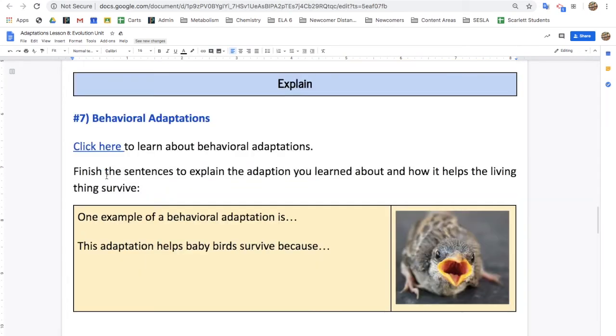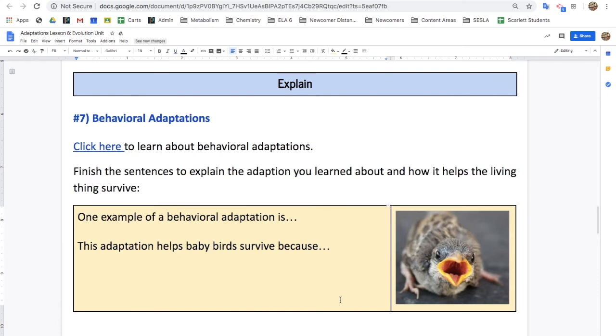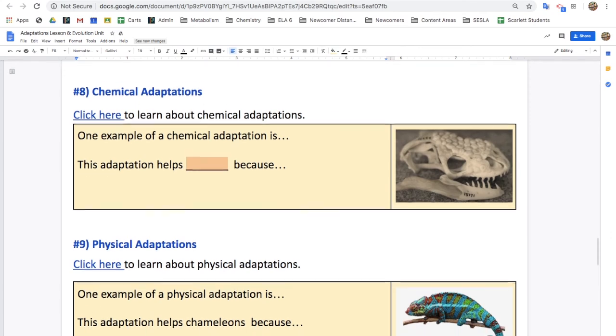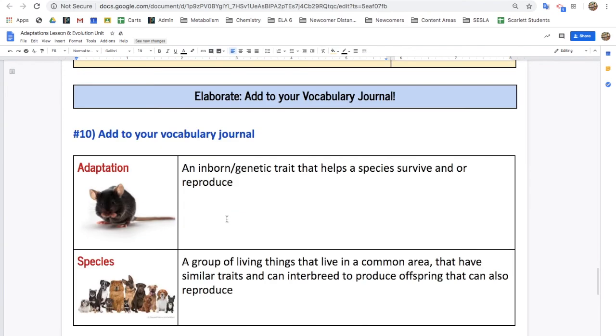The most fun part of this lesson is at the end. You'll get to watch 3 videos about 3 different kinds of adaptations and explain the adaptation that you learned about and how it helps the living thing survive. You'll learn about baby birds, reptiles, and chameleons. You have 2 new words to add to your vocabulary journal: adaptation and species.